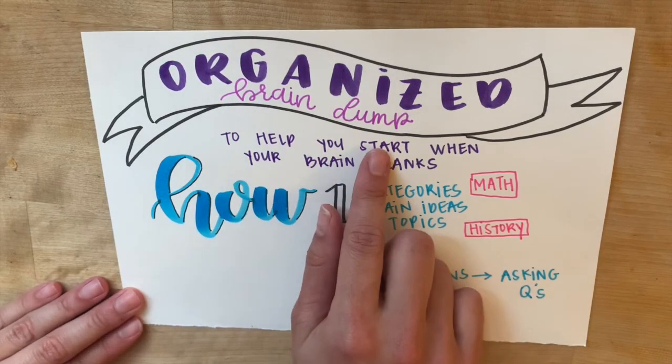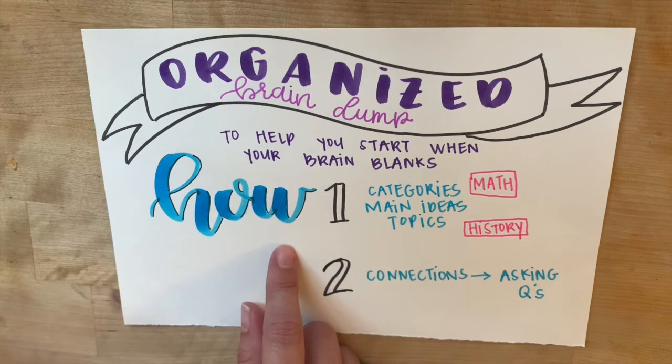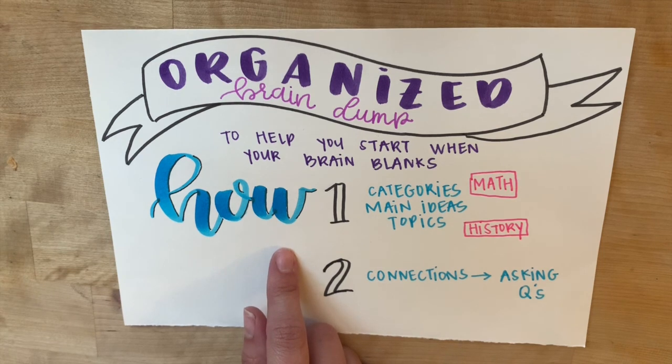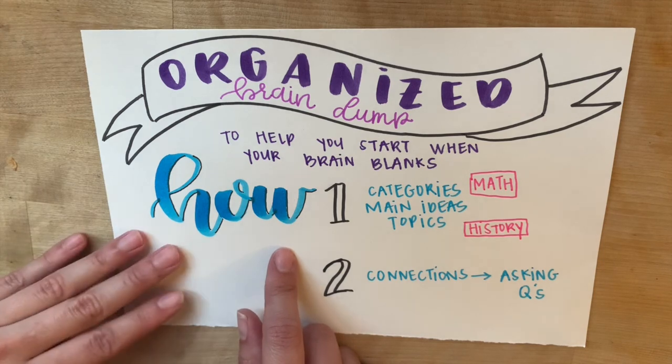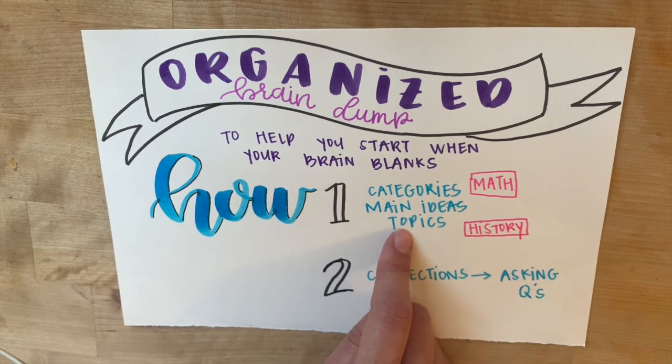The whole point of this organized brain dump is to help you start when your brain just totally blanks. So how are you going to do that? What you want to do is take advantage of things that are probably committed to your memory, the things that you've heard over and over again in class, maybe even within classes of the same subject. So you want to start off with categories, main ideas, or topics. This is going to get your brain kick-started, and it's going to start reminding you of what you need to know. And also it's going to be a really great way to organize your content and your information.